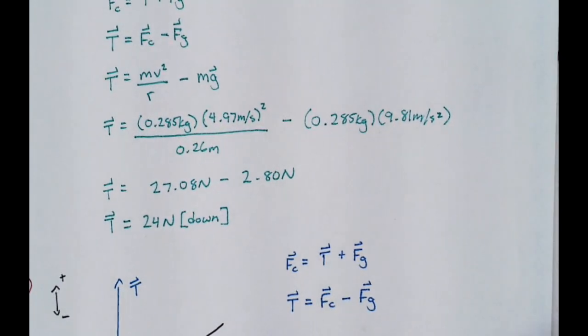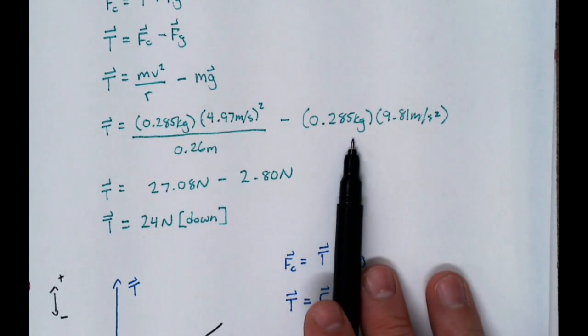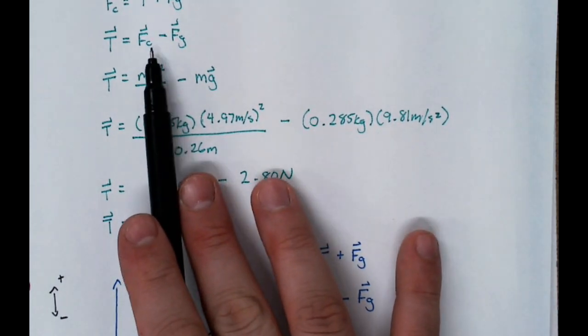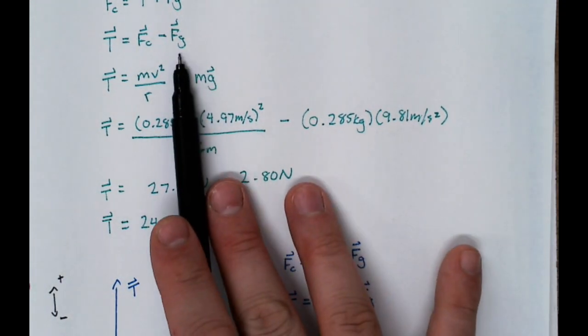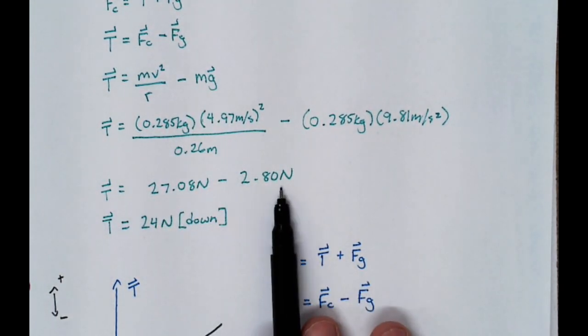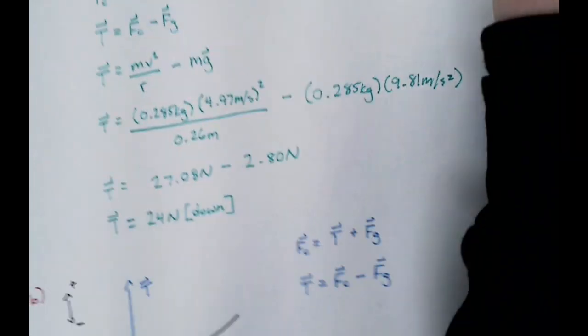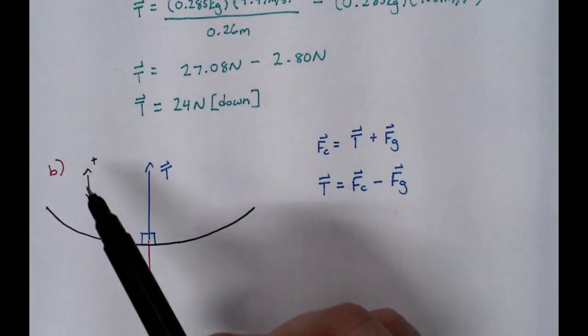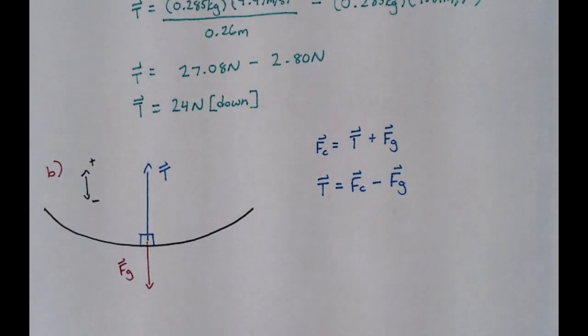Now that you're here, you can go back and do all of these steps again, but we already found the centripetal force is 27.08 newtons, and we found the force due to gravity is 2.80 newtons. So the only thing we're going to have to change is which one is going to be positive and which one's going to be negative based on their direction.